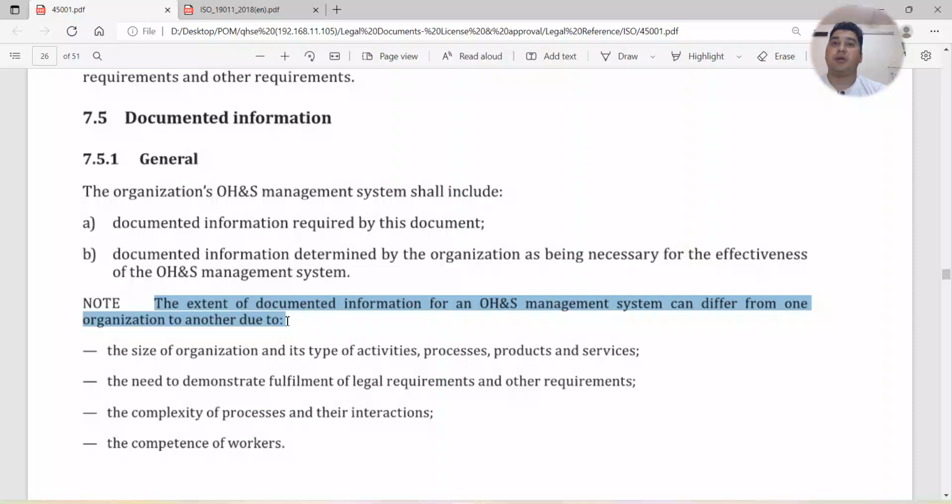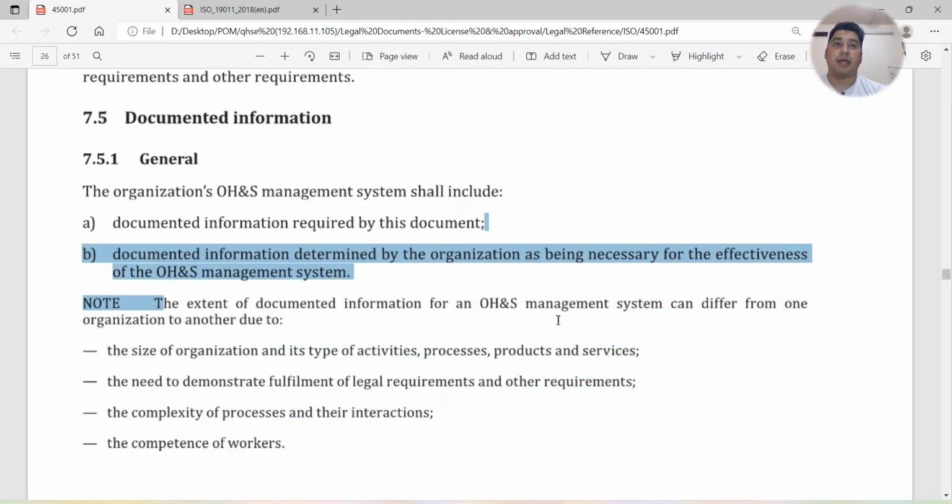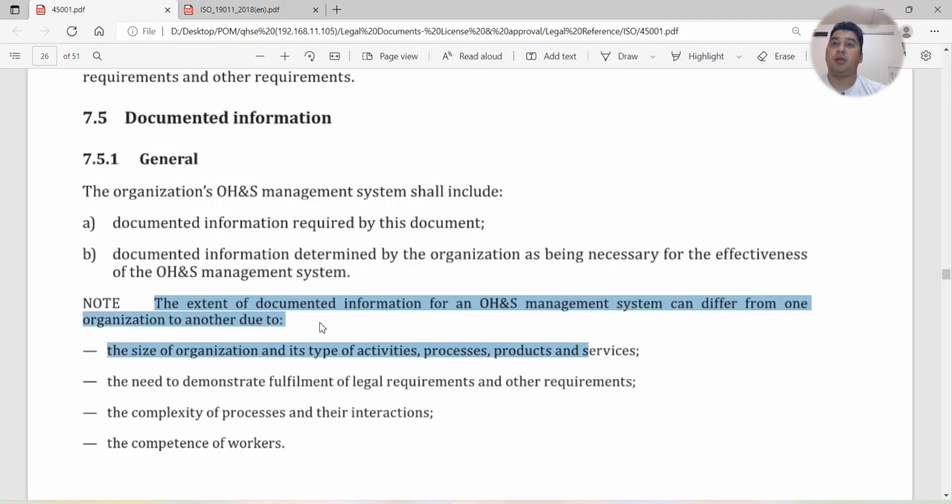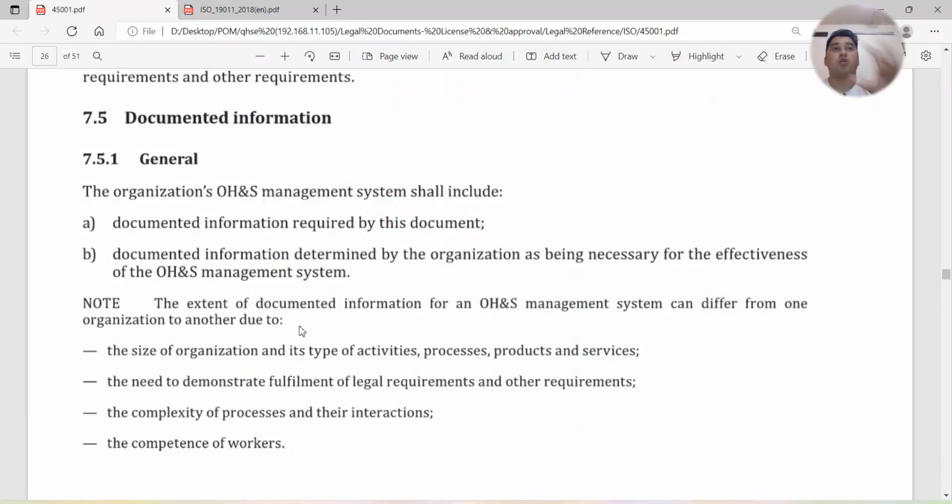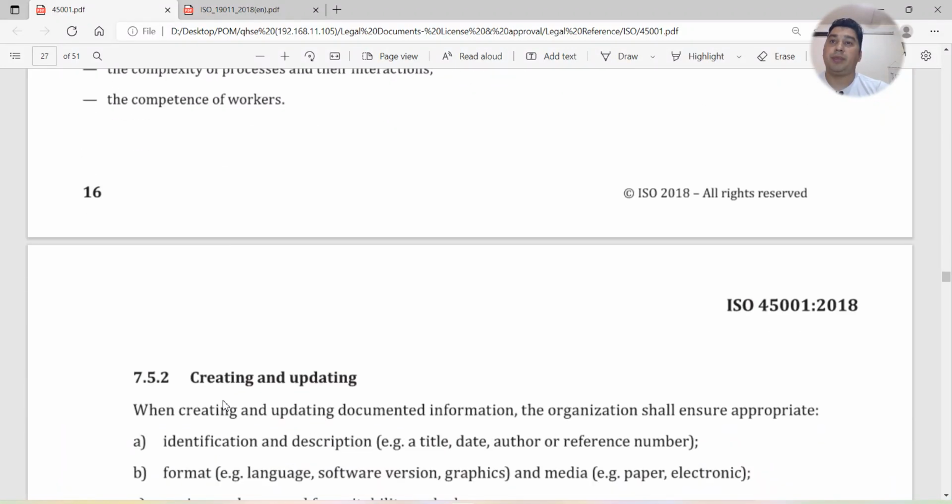Note: the extent of documented information for an OHS management system can differ from one organization to another. It's not like all organizations have the same documentation process. That could be different. It purely depends on the size, need, complexity, and competence of workers when they are preparing any documented process.